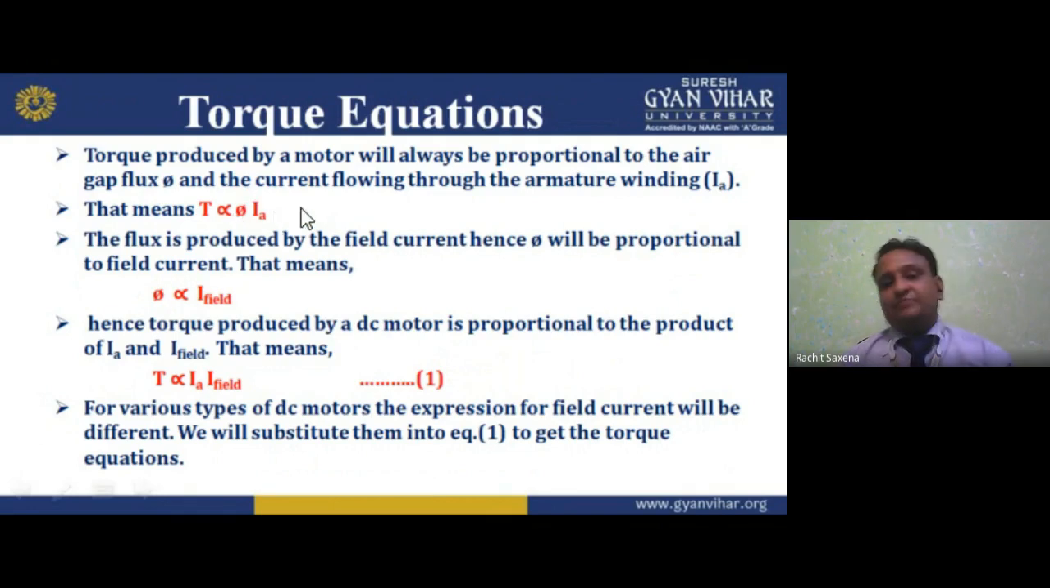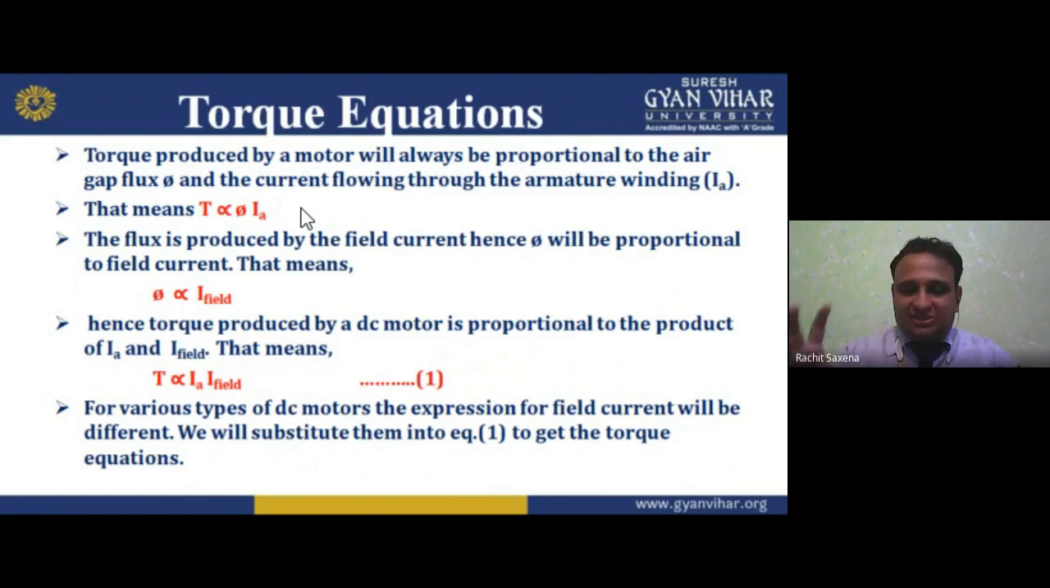Now second, the flux is produced by the field current. Obviously, why we call it field? Why it is called a field, my dear student? Because it generates a magnetic field. So the flux is produced by the field current, and hence phi will be proportional to the field current.